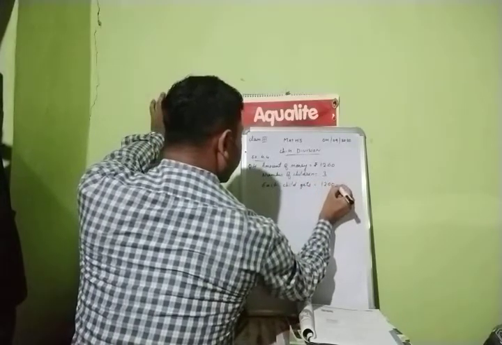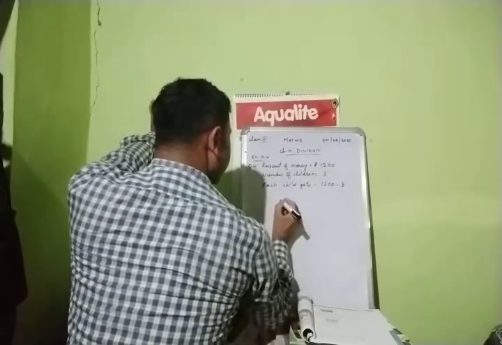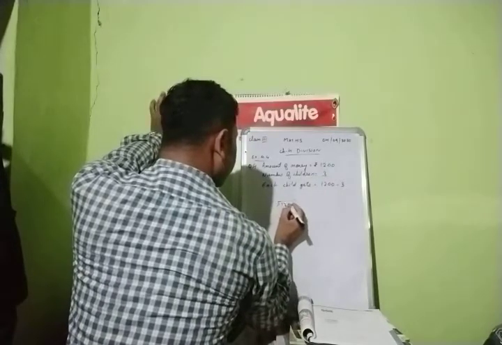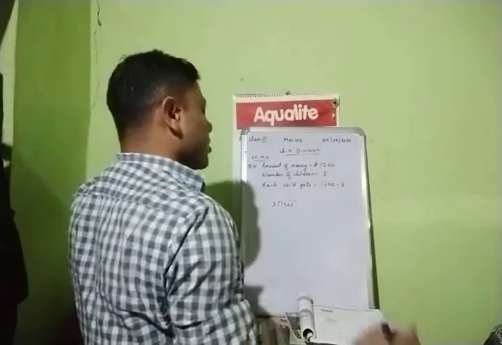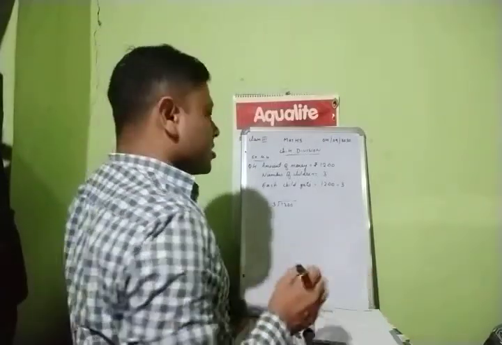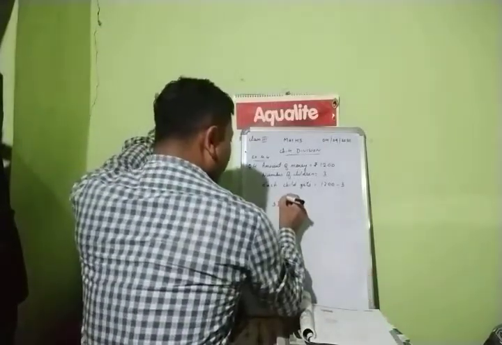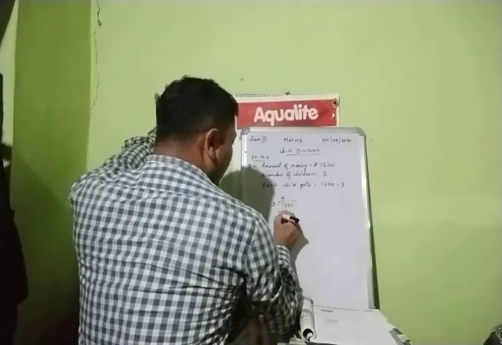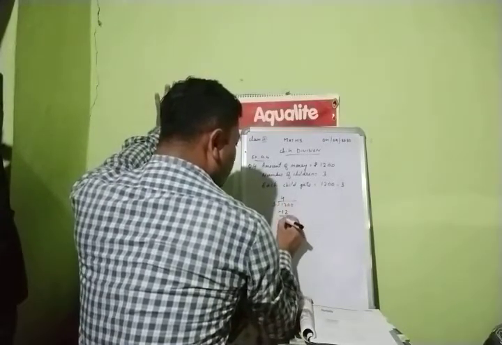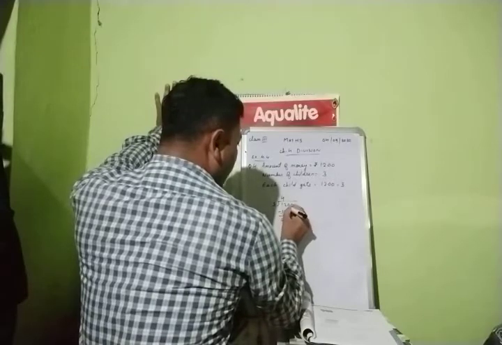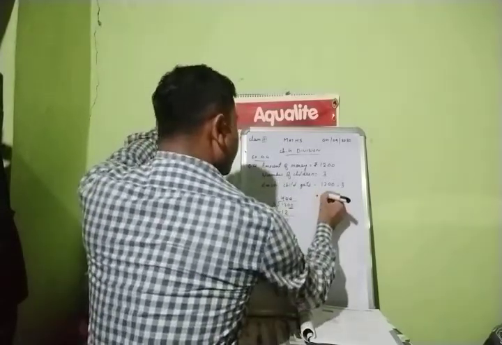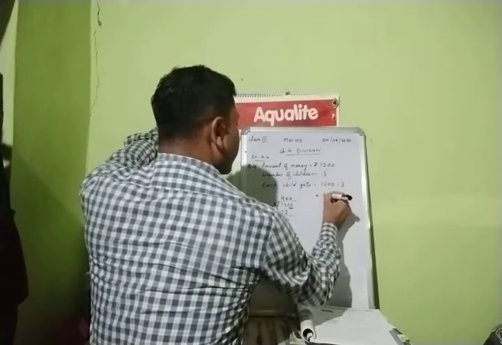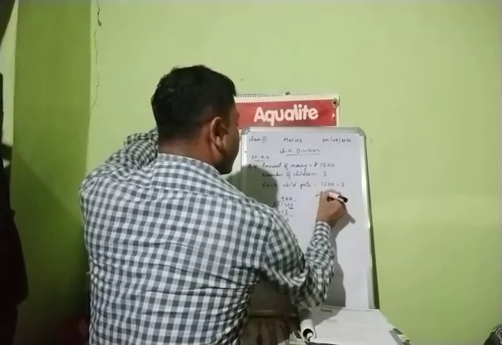Each child gets 1200 divided by 3. Then we will do the division here. 3 1s are 3, 3 2s are 6, 3 3s are 9, 3 4s are 12. 2 minus 2, 0, 1 minus 1, 0. How many zeros are there? 2. Just write there 2 zeros. So it will be 400 rupees, 400 each.